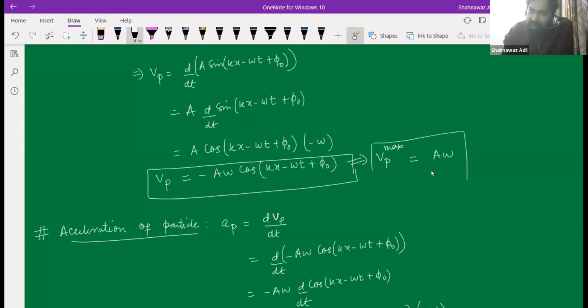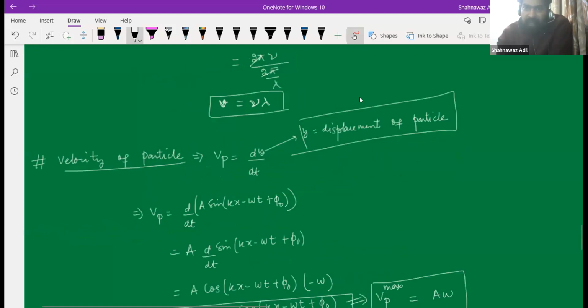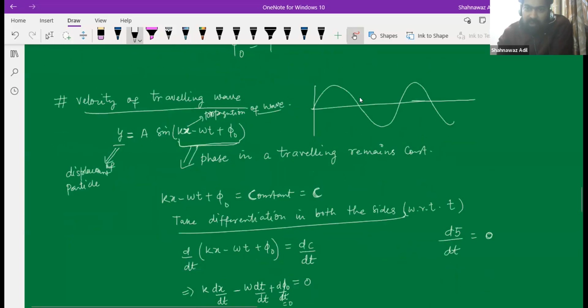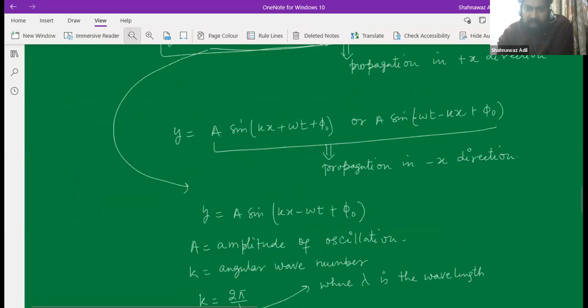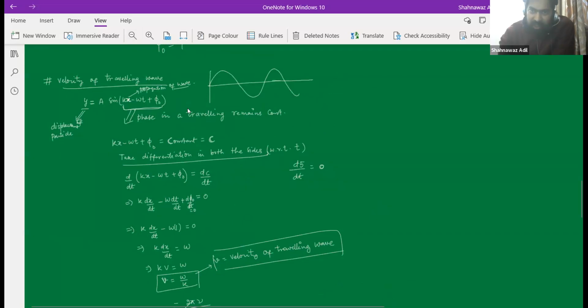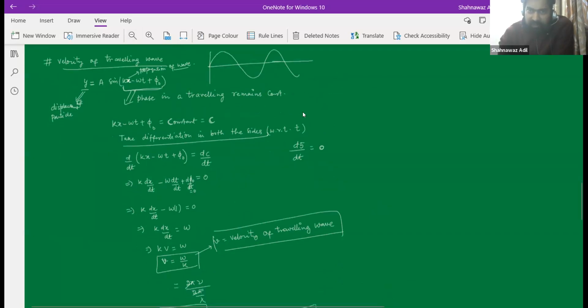These are the things that we have to understand. Is it clear to you? Amna, is it clear? Yes, sir. Then please note down these parts, right? These are the velocity of the wave and the velocity of the particle.